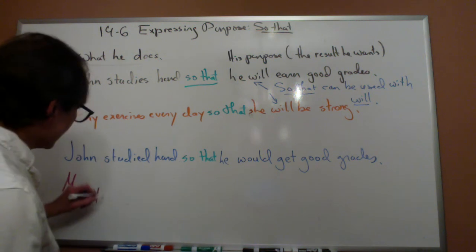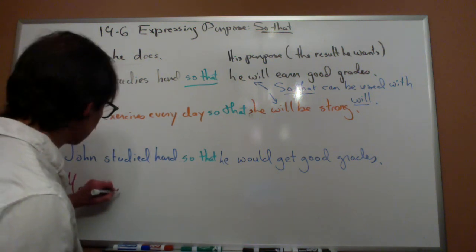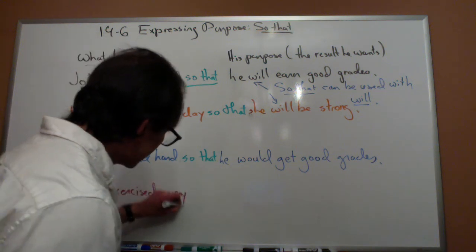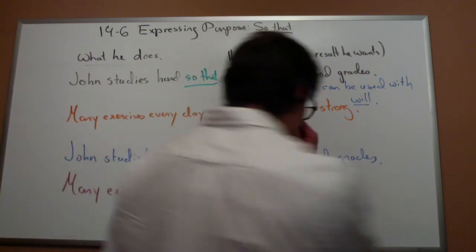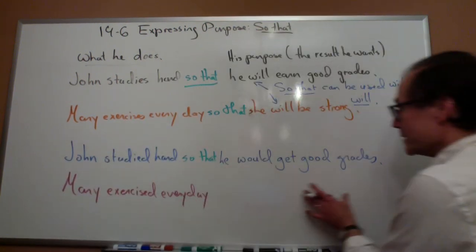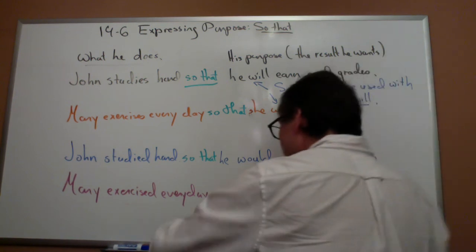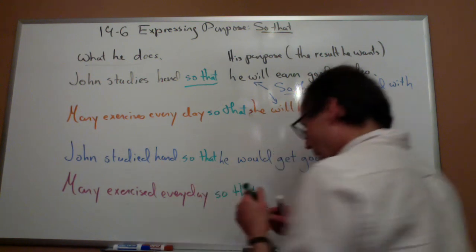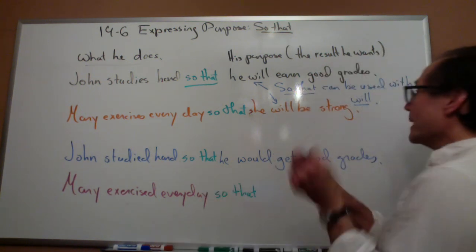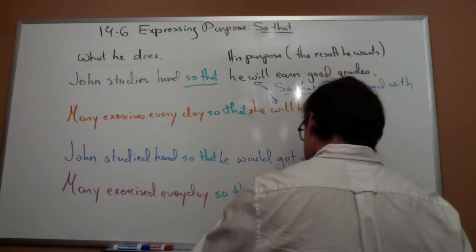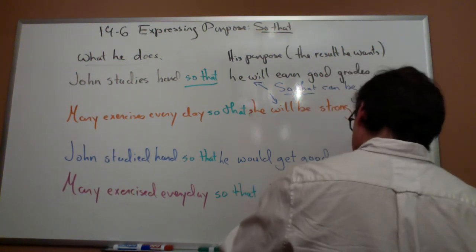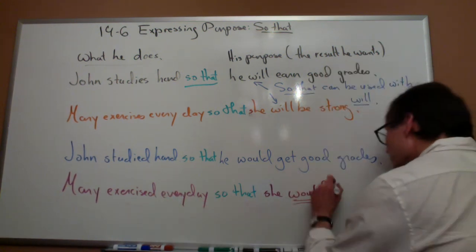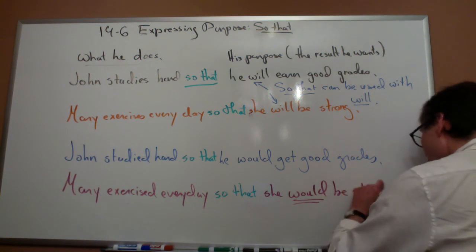Okay, welcome back. So here, we'll make this past and say, Mary exercised every day. And again, the way that I show, this is what she did, and this is the result that she wanted, is I will use the word so that. Mary exercised every day, and the result would be so that she, and I'll say past of will, would, because we're talking about the past. So she would be strong.